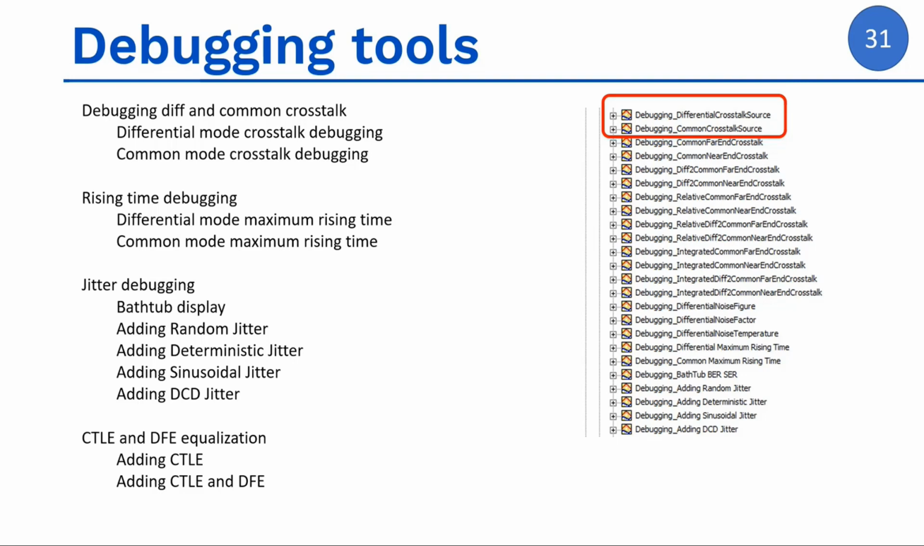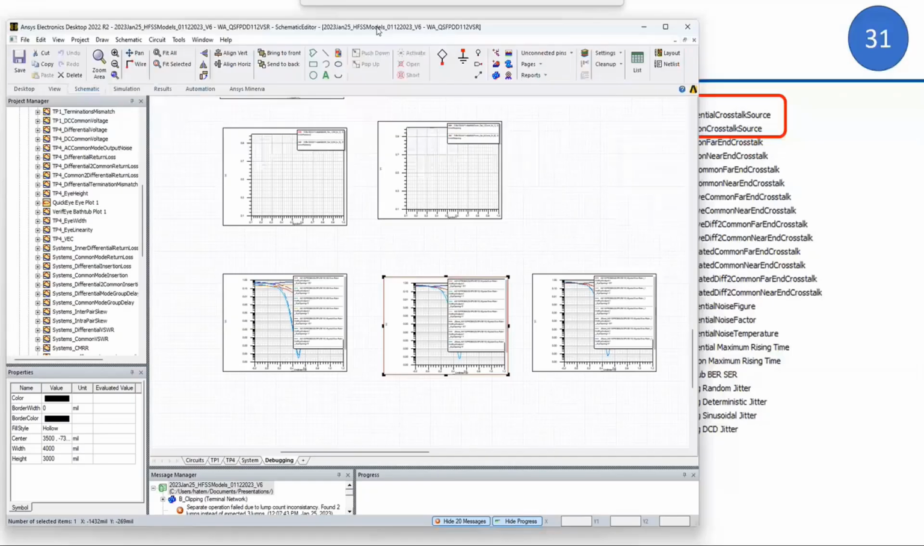This would distinguish this template from others, that it has and it will have even more. There are lots that we are working on now, debugging tools. And I will start with the most important one, which is debugging crosstalk. Let me show it to you in HFSS. It will be easy to explain it in HFSS in Circuit Designer.